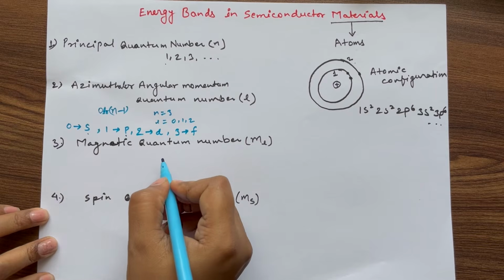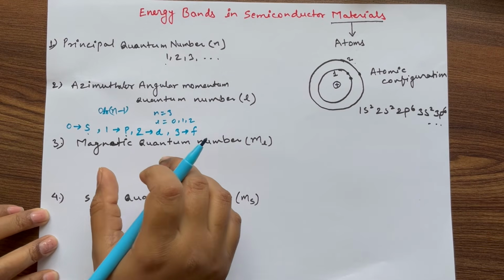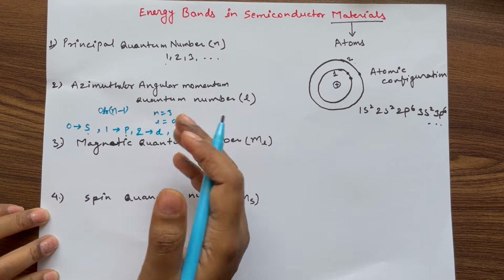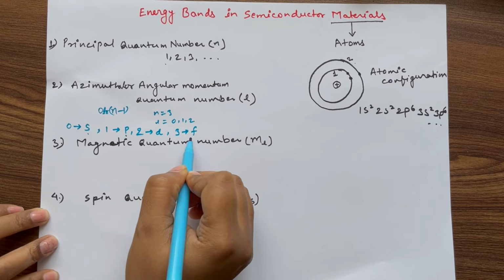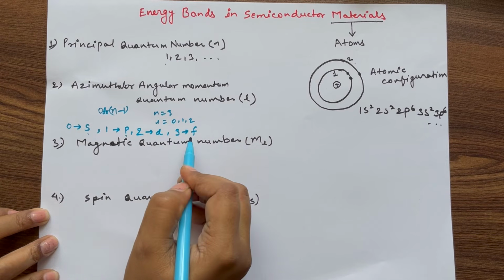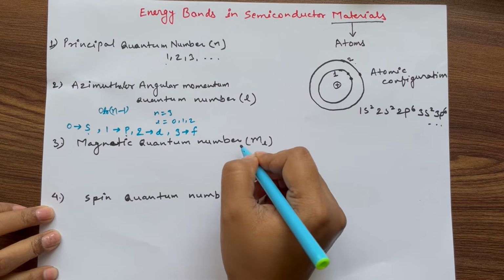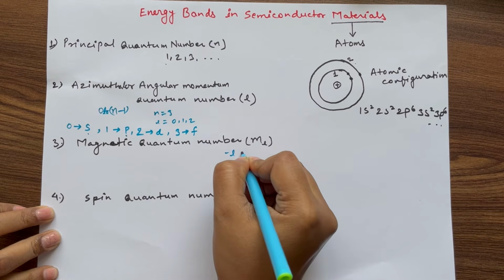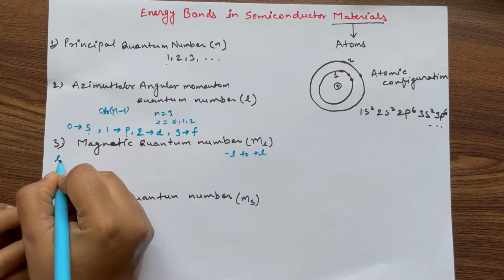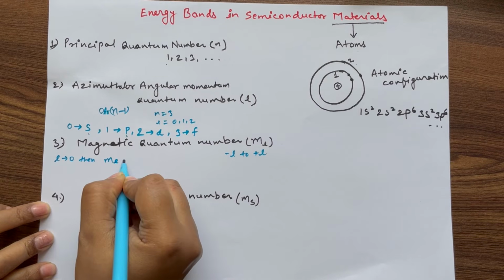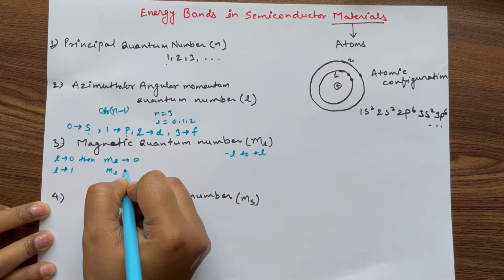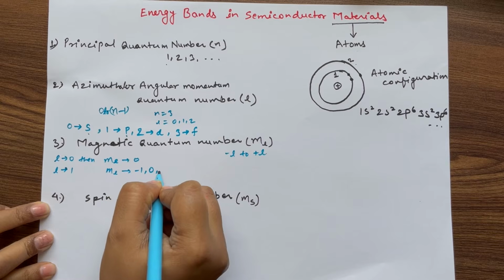The third one is the magnetic quantum number. This magnetic quantum number describes the orientation of the electron's orbital in space. What are the orbitals? s, p, d and f. So this quantum number describes the orientation of the s, p, d and f orbitals. The magnetic quantum number can have values from minus l to plus l. For example, if l is 0, then ml will be 0. If l is 1, then ml is minus 1, 0 and 1.